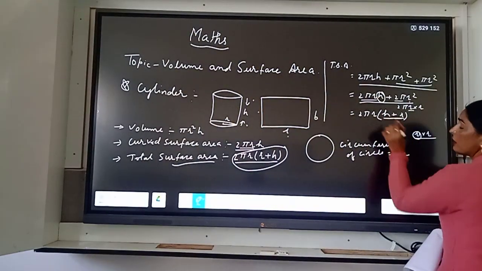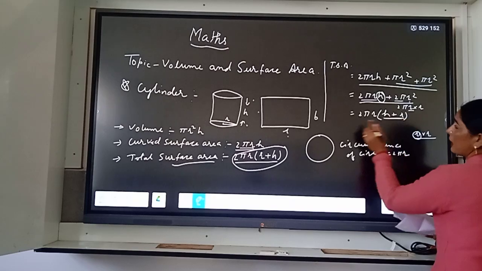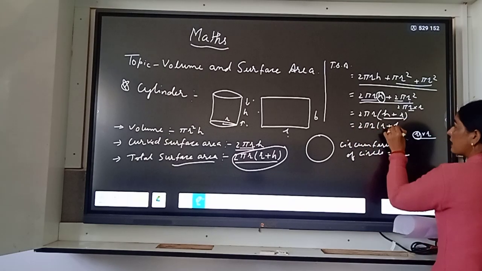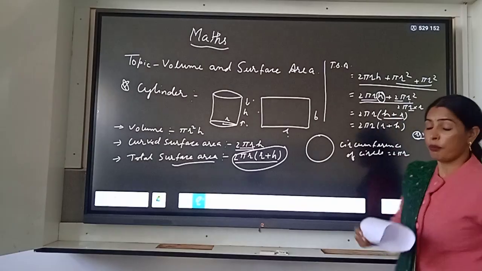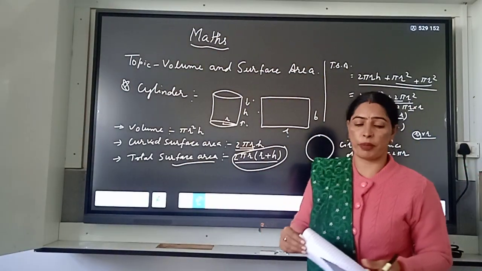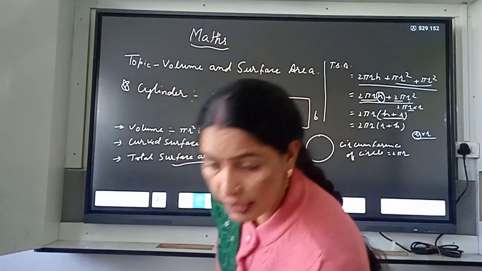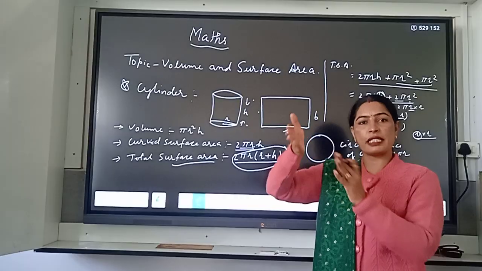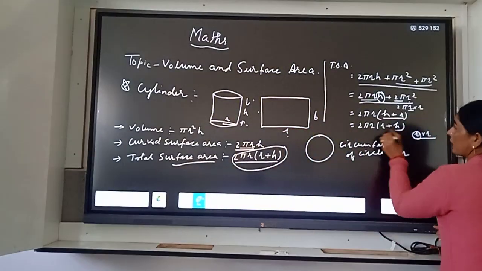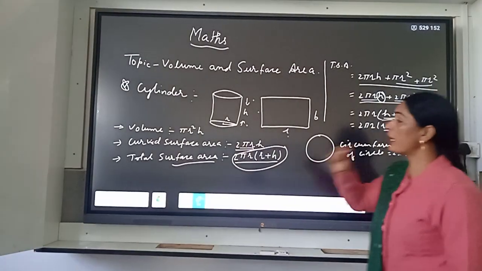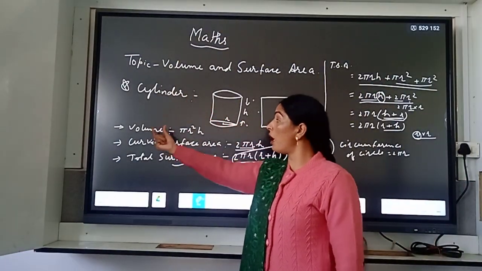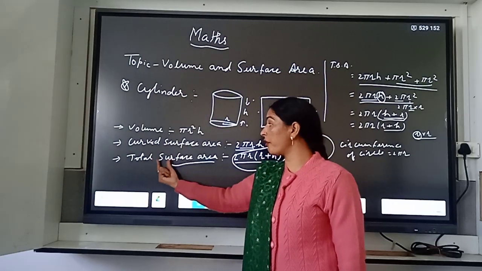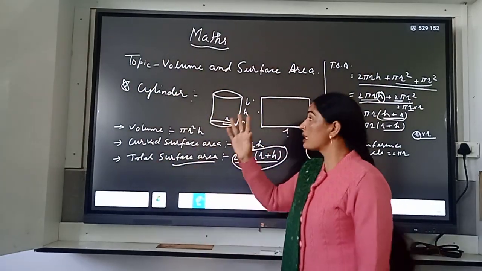We can write it in first or second, meaning r plus h or h plus r, both are the same, because we learn about the commutative property. In the commutative property, if we interchange the numbers in addition, the answer will be the same. So we can change it. Don't worry. Okay. So this is how we can find the volume of a cylinder, the covered surface area, and the total surface area of the cylinder.